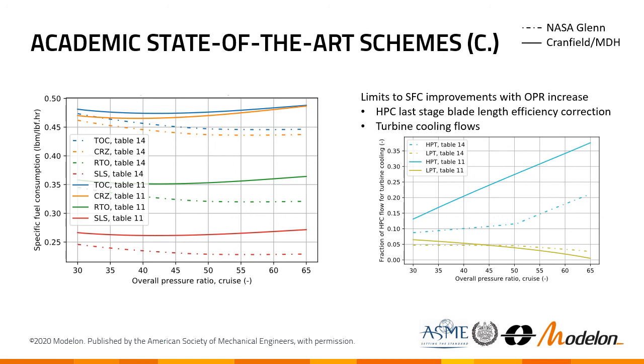First, with the high OPER, the HPC last stage blade length reduces, and eventually the tip clearance deteriorates the polytropic efficiency of the HPC. And additionally, and this is shown in the plot to the lower right, due to the different T4s, there are large differences in the cooling flows for the HPT.